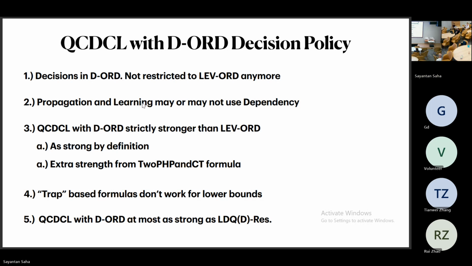Why dependency order is now interesting to study is that the basic trap-based lower bounds, where we forced the dependency scheme down a path, do not work when we allow dependencies in the decision policy. Those basic trap-based ideas do not work anymore. And we know that this is at least as strong as LDQ-Res, because those are the proofs we extract from this. But the separation is still not known.